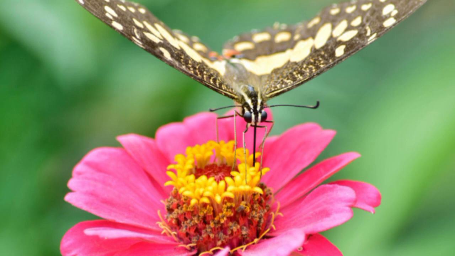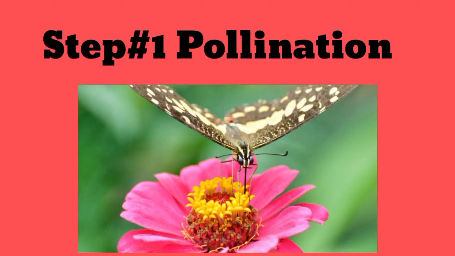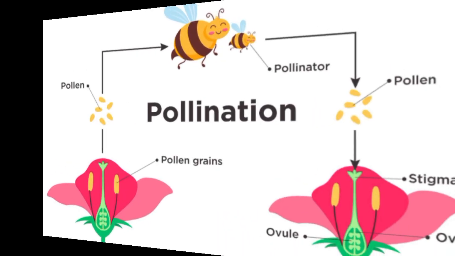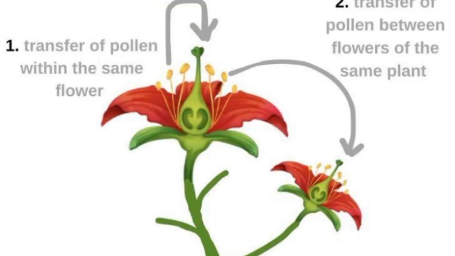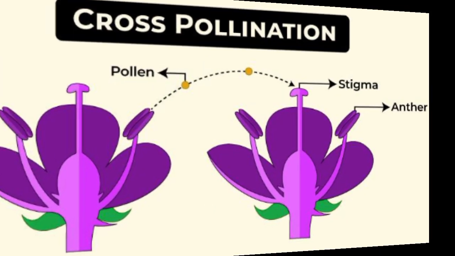But before starting fertilization, we must discuss what pollination is. Pollination is the first step in fertilization. In pollination, pollen grains are transferred from the anther of a flower to the stigma of a carpel. Honeybees, butterflies, and other insects help in pollination.